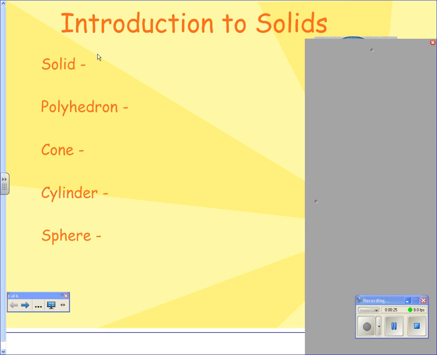What is a solid? Oh, that's a science term, looking at liquid, gas, and solid. In geometry, a solid is a three-dimensional figure that can have flat or curved surfaces.